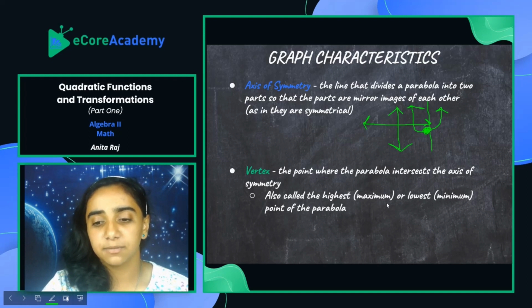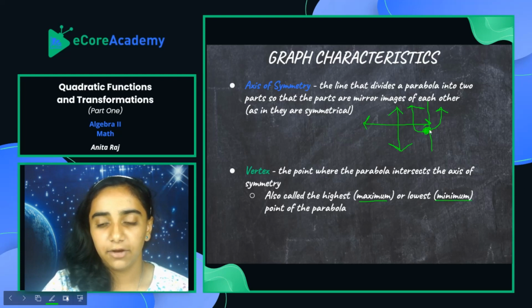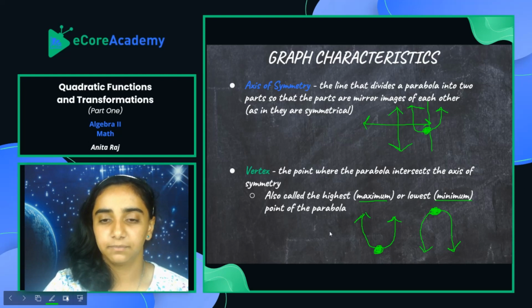It's also called the highest, maximum, or lowest, minimum point. So maximum or minimum point of the parabola. Here you see this vertex is at the very bottom. So this is what, as I drew before, parabolas would look like. Either they would look like that or they would look like that. These both are considered parabolas. So in this case, your vertex is down here. It's the lowest that your parabola will go, so it will be your minimum point. Here, your vertex is up here, so it is the highest your parabola will go. So it would be your maximum. That's what they mean by saying maximum or minimum point of the parabola.